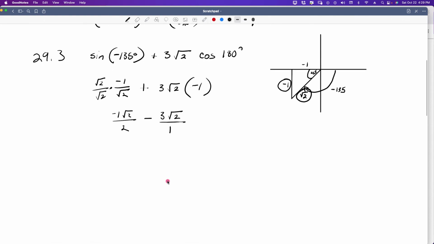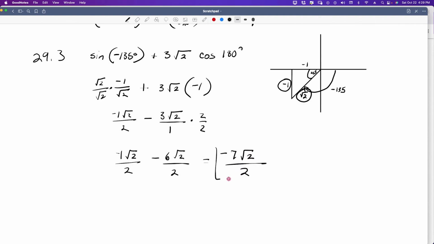But I need it to have a common denominator so I can combine these. So I'm going to multiply this times 2 over 2. So that becomes negative 1 times the square root of 2 over 2. And then negative 3 times 2, that's going to be a negative 6 times the square root of 2 over 2. Now I can combine these and I end up with a negative 7 times the square root of 2 over 2. And that would be my final response.